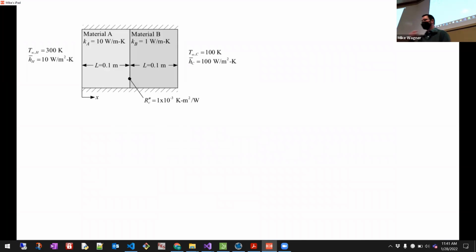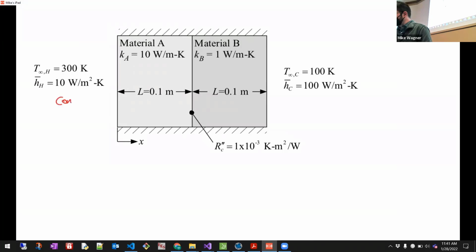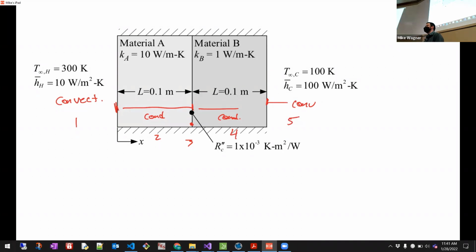Okay, so let's go back to our two material plane wall situation. We've got two materials, high conductivity, low conductivity. Over here we have convection, and then between that we have conduction. At this boundary, here we have a contact resistance. Again, we have conduction. And here we have convection. All right, so altogether we have 1, 2, 3, 4, 5 resistances that we're dealing with.